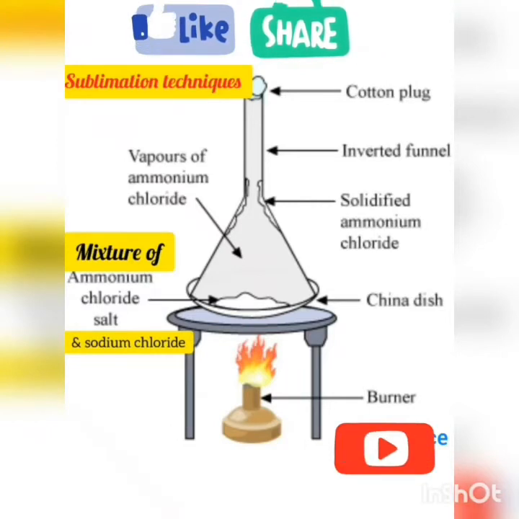Sublimation is a process whereby a solid substance changes directly into its vapor without passing through the liquid state when heated. Examples are camphor, ammonium chloride, and solid iodine. Sublimation is used to separate a mixture of two solids where one can sublime when heated. An example is the mixture of ammonium chloride and sodium chloride.